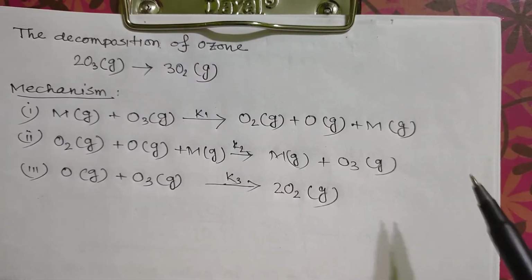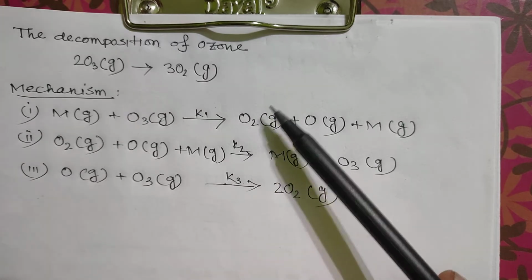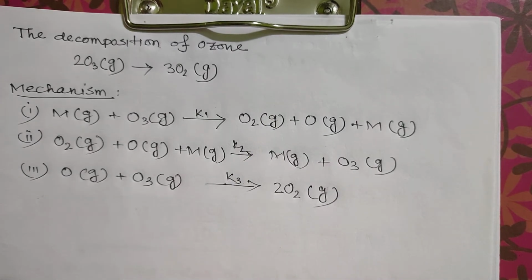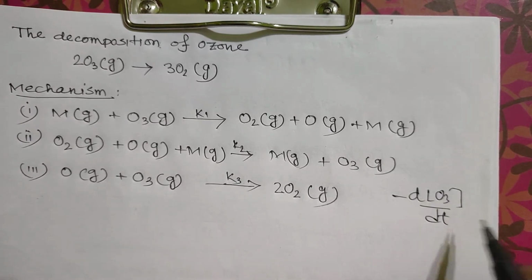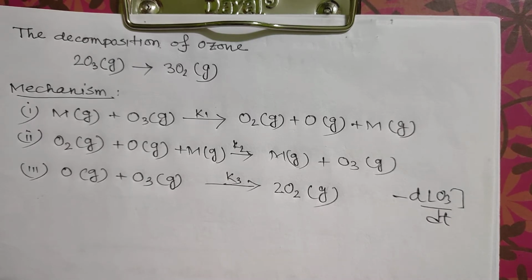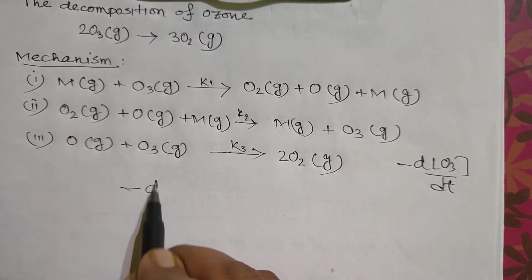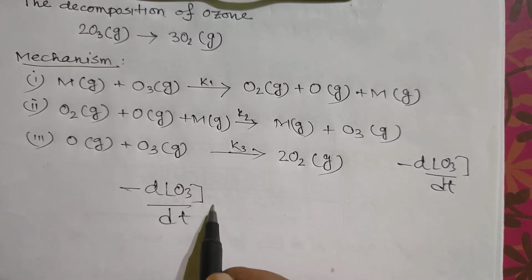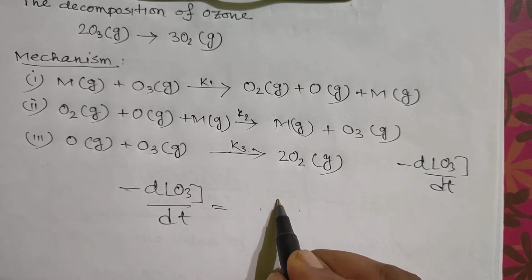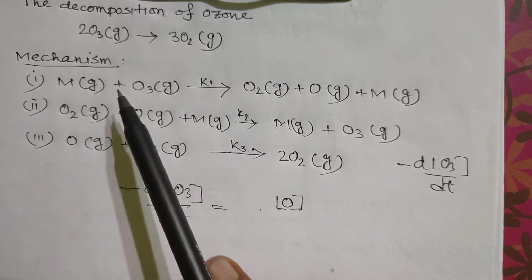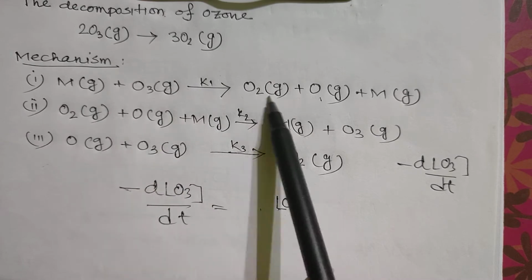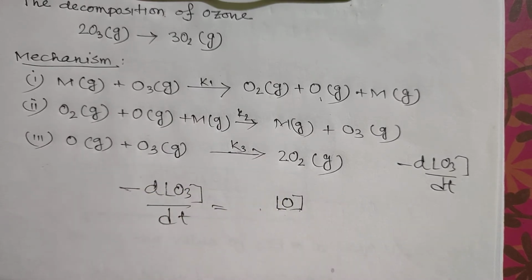So first, here I have already written the decomposition and the mechanism. They asked what will be minus dO3 by dt, the rate of decomposition of ozone. So first we have to derive an equation for this. Obviously this equation will have an expression related to the oxygen atom also. See here there is a reactant and the oxygen atom, that is the intermediate. But in the answers there are no terms regarding the O atom.